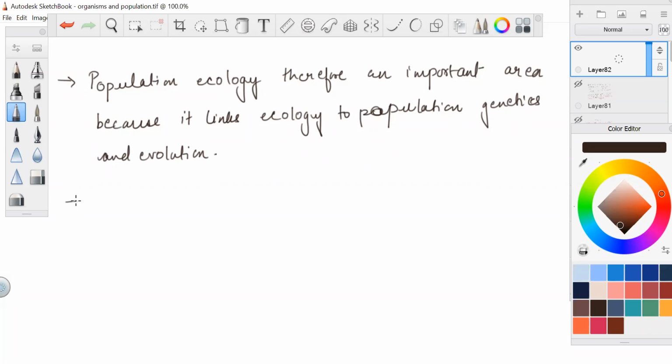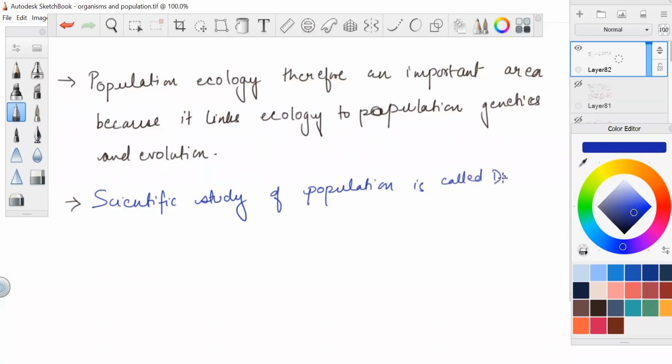Scientific study of population: demography. What is demography? The scientific study of population is called demography.